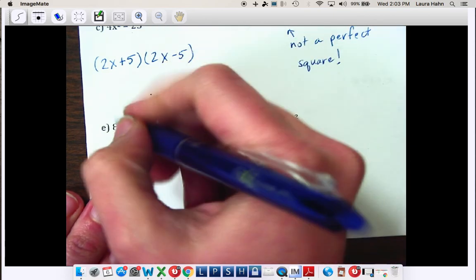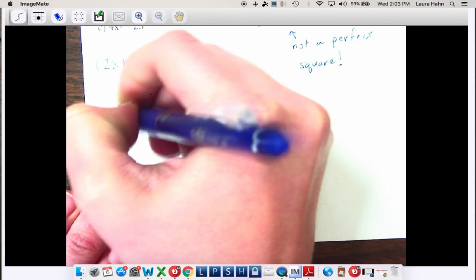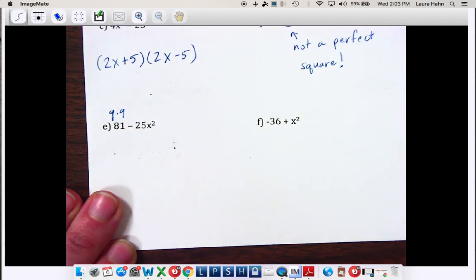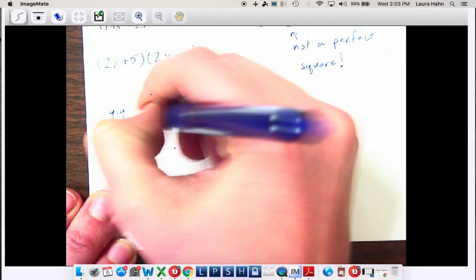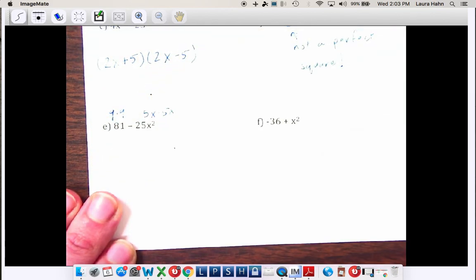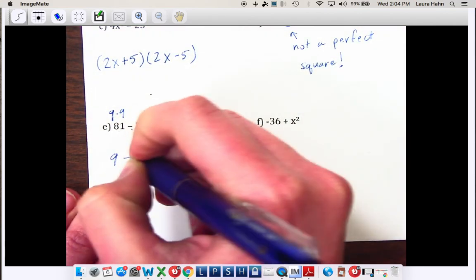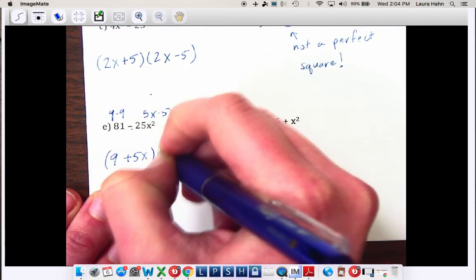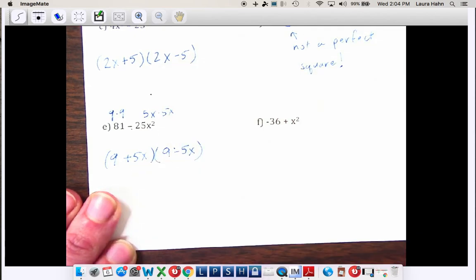Okay, so I know 81 is a perfect square because 9 times 9 is 81. Sorry, I'm kind of rushed right now. 25x squared, that'd be 5x times 5x. So that one is good to go. I know it's the difference between the two of them. So 9 plus 5x times 9 minus 5x.